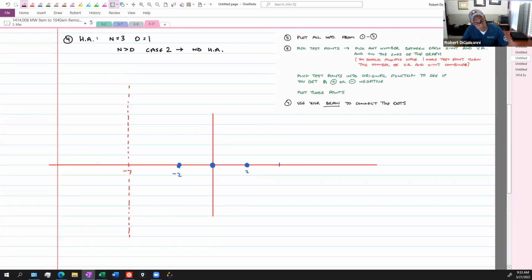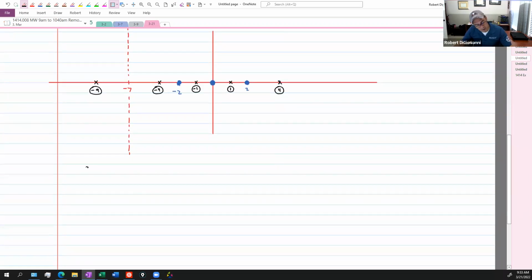Let's see, my first one, let me pick something to the left of -7. How about -9? I could do -10, I could do -8. I just have to do something to the left. Something between -2 and -7. Let's go with -4. Something between -2 and 0. Well, -1 is a good one. Something between 0 and 2. 1. And then anything to the right of 2, anything I want. So I'll go over here. I'll say that that's 4.